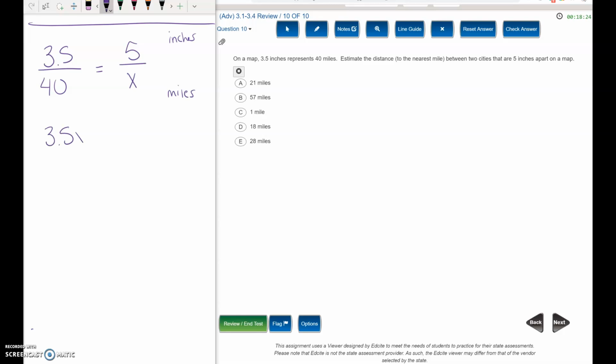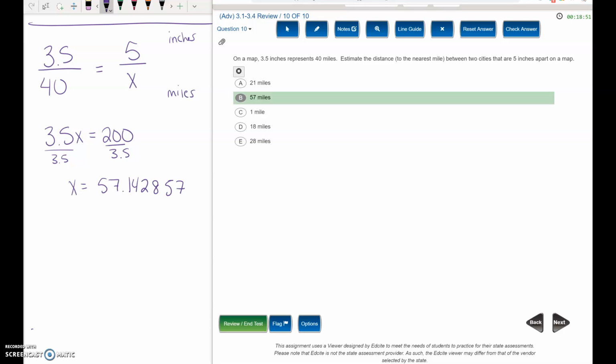So 3.5x equals 40 times 5 is 200. And then divide by 3.5. And I get 57.14287, and so on. So if we look at our options, 57 miles is the option that is closest to that. So that's going to be our answer.